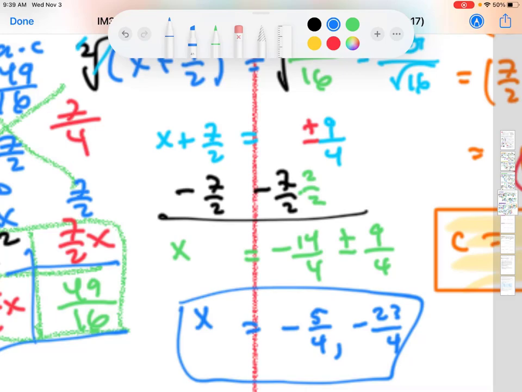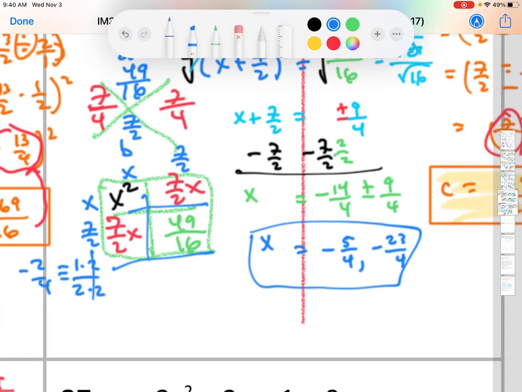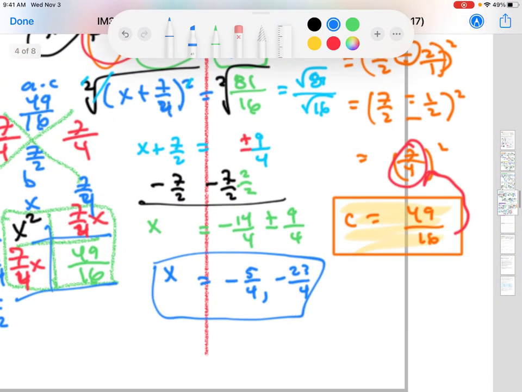Double check my answer. Alright, caught my mistake here. You probably saw it. That should have been 7/4. And so the number I needed was 7/4. So this becomes 7 over 4, 7 over 4, and then we don't need this one.